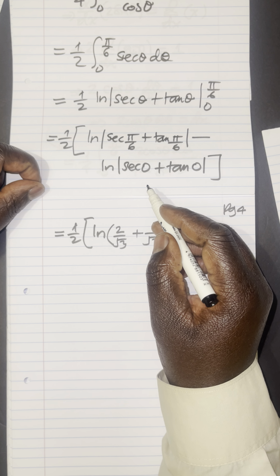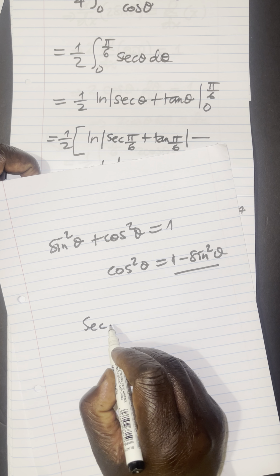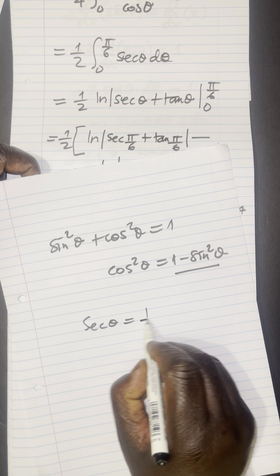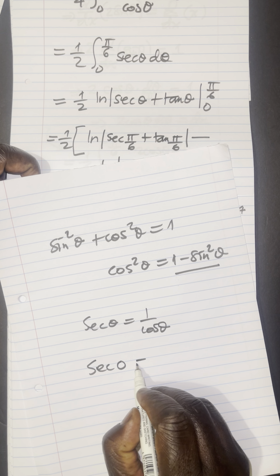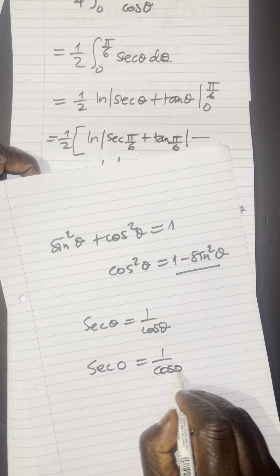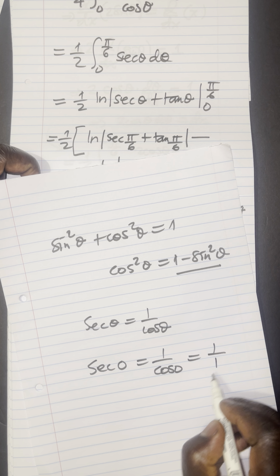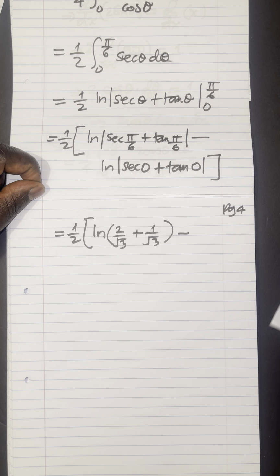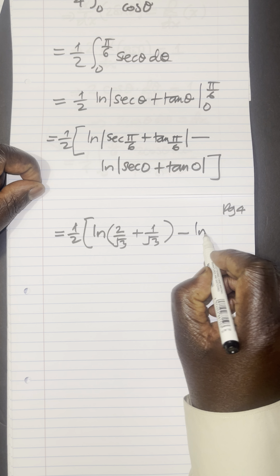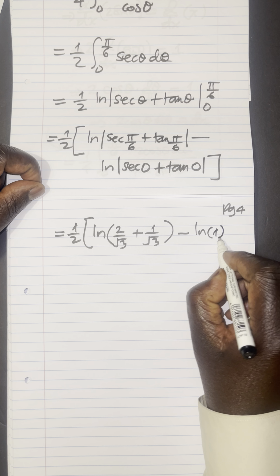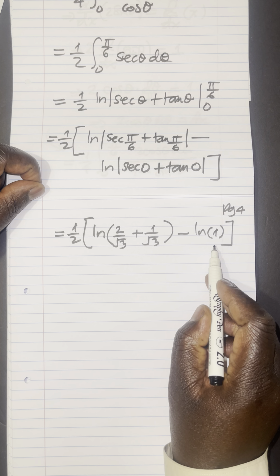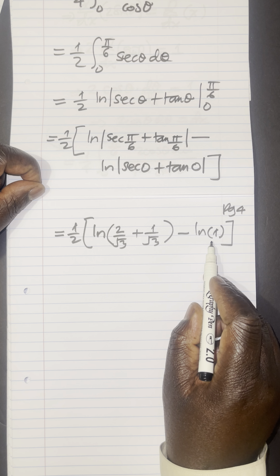sec 0 is actually 1, because remember sec theta equals 1 over cos theta, so therefore sec 0 equals 1 over cos 0. What is cos 0? 1. So 1 over 1, the answer is 1. So there you have natural log of, and tan of 0 is 0. So basically round brackets 1 like this, and that will be 0. Tan of 0 and natural log of 1 is actually 0.